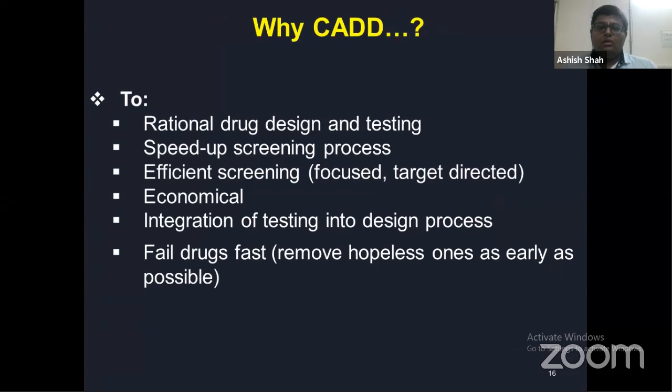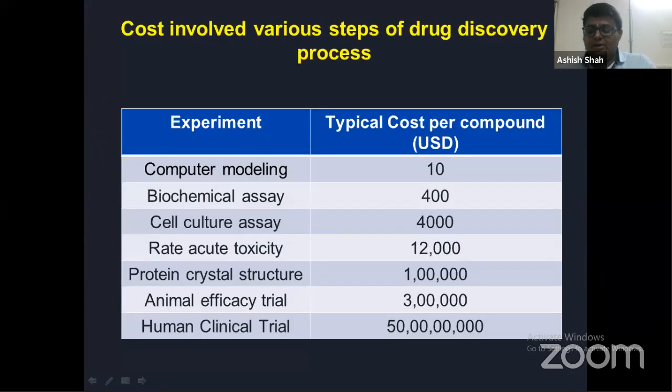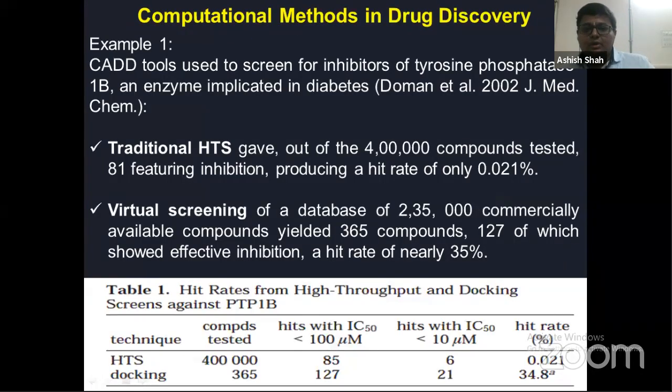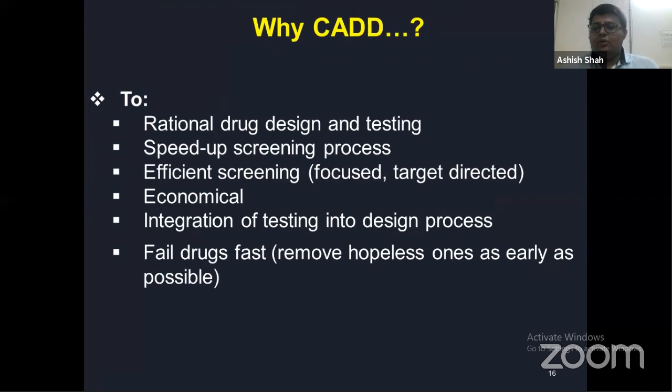Now, why do we need rational drug design, and what is our aim in doing it? Why are we doing this computer drug design? First, for rational drug design and testing. Second is to speed up the screening process, which was previously the drawback of traditional or conventional methods.